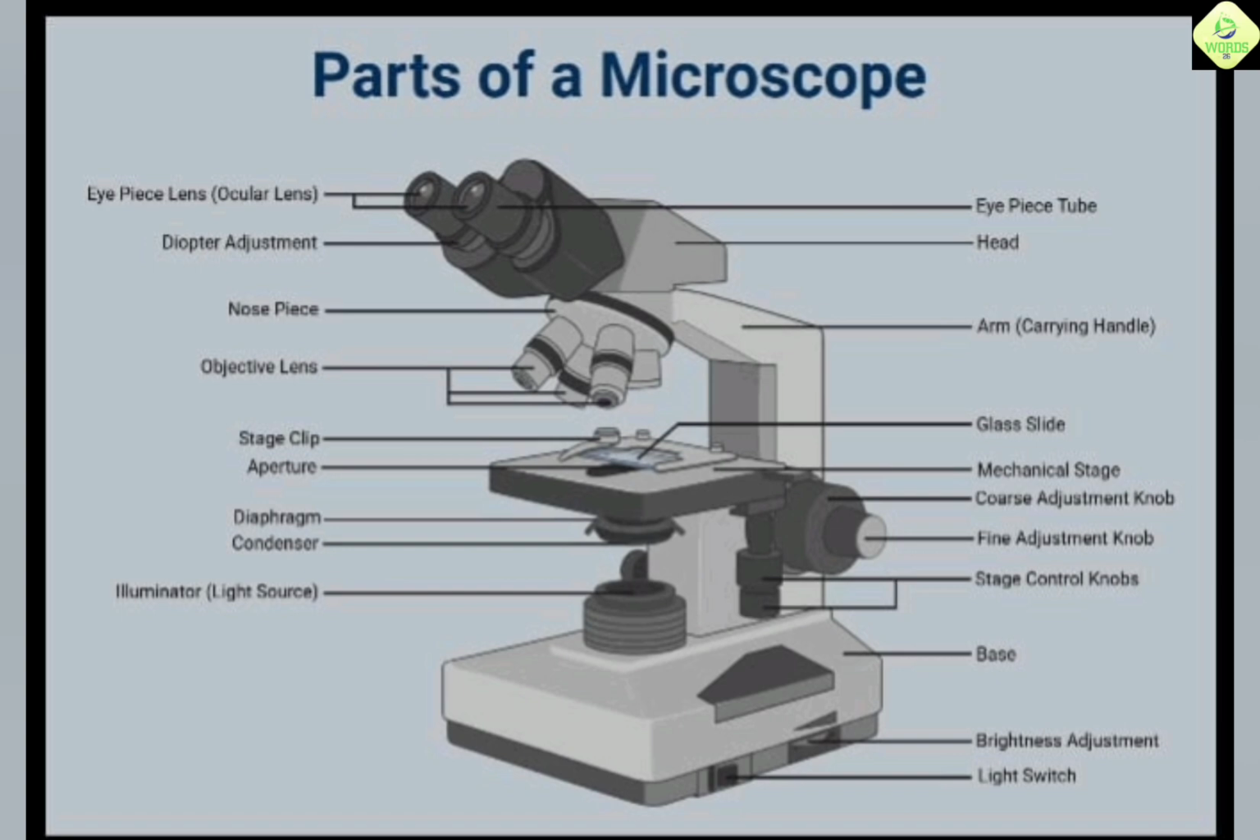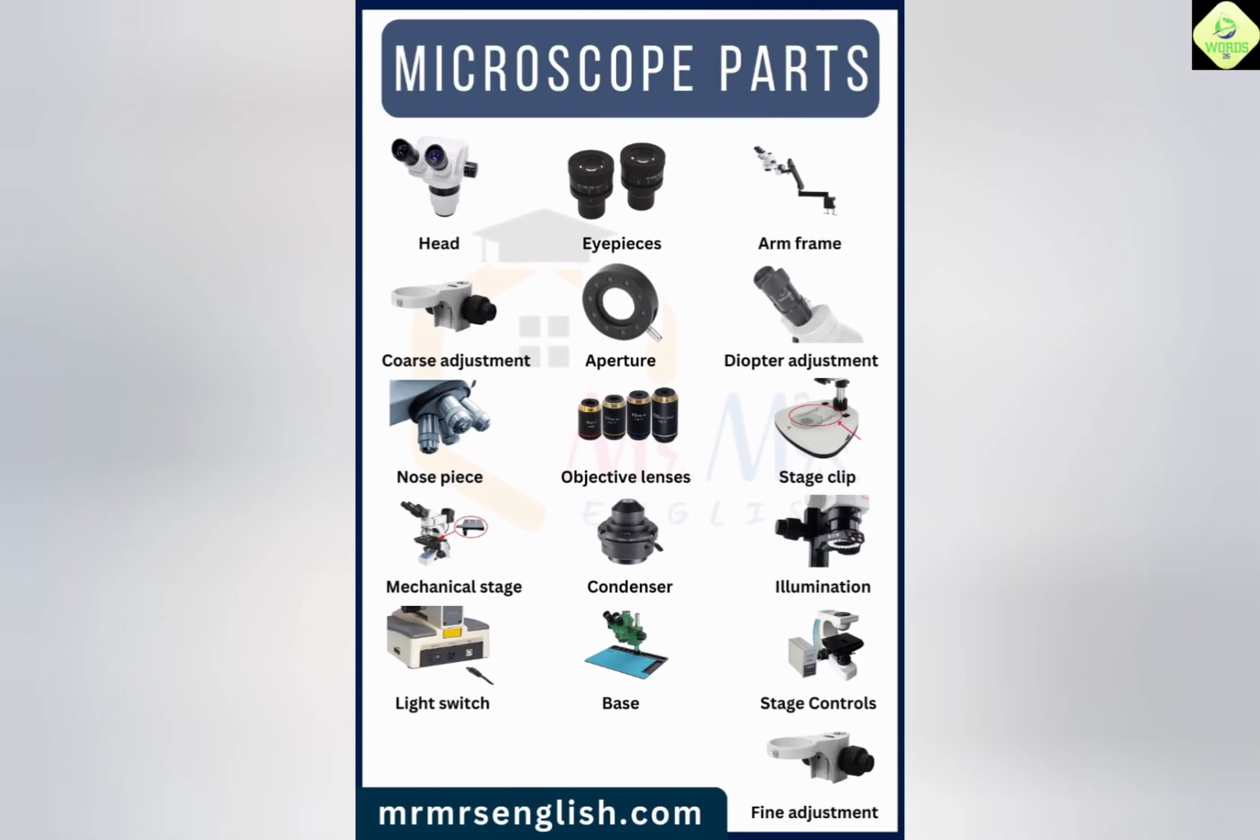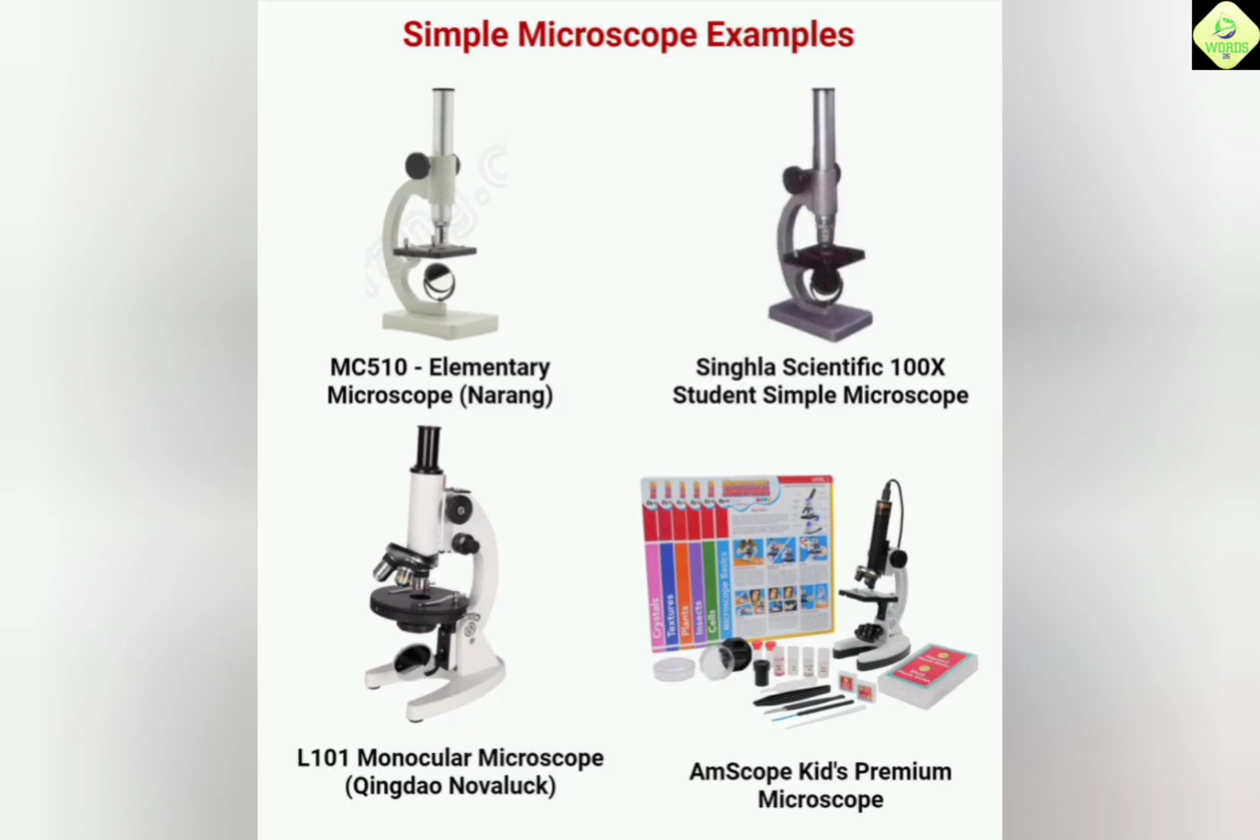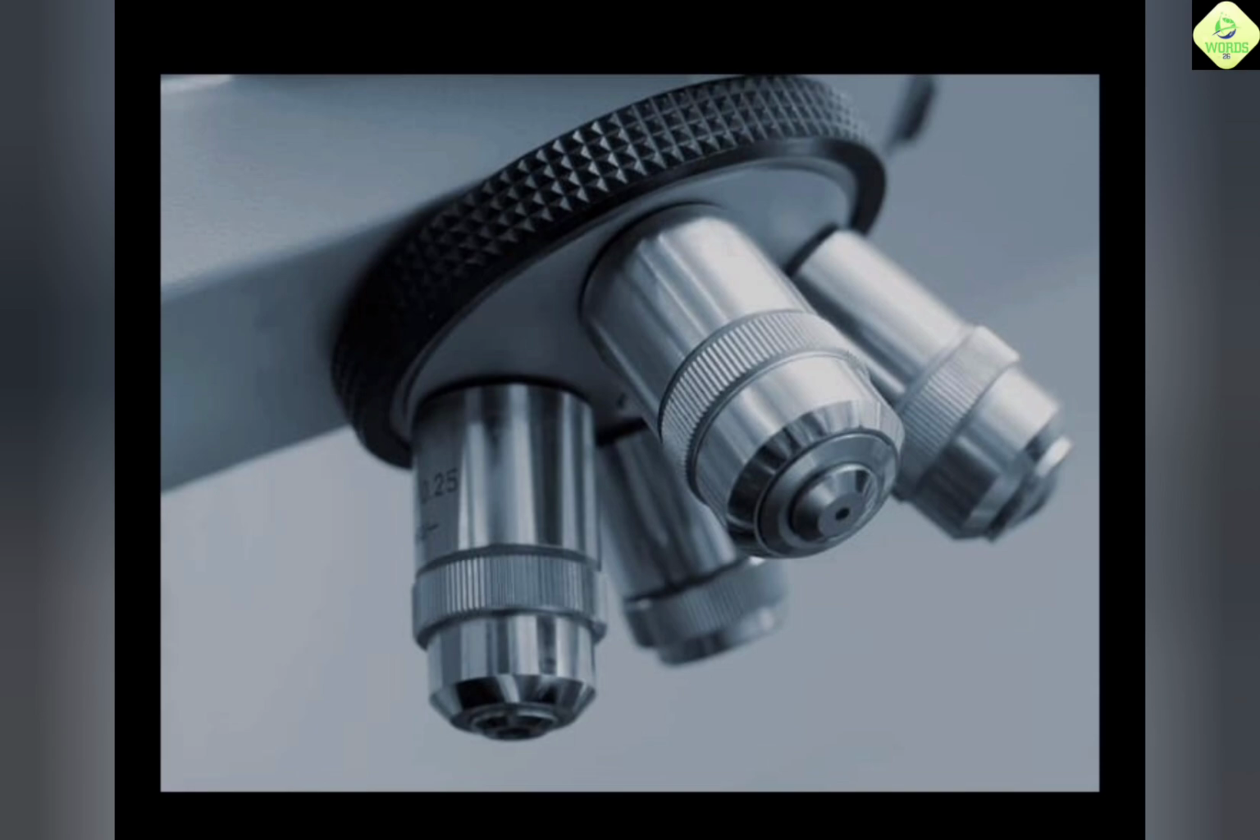Principle of simple microscope. The simple microscope works on the principle of refraction of light. When an object is placed between the optical center and the principal focus of a convex lens, the light rays passing through the lens bend and form a virtual, erect and enlarged image on the same side of the lens as the object. The magnification increases as the focal length of the lens decreases.